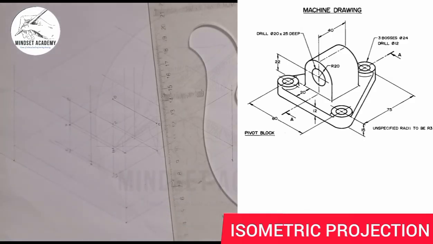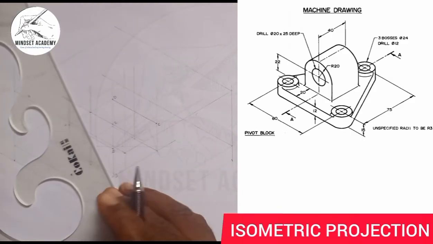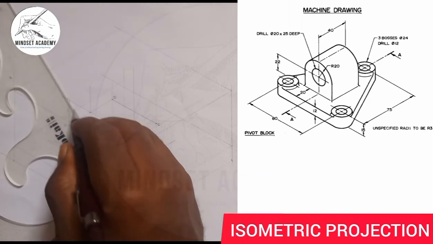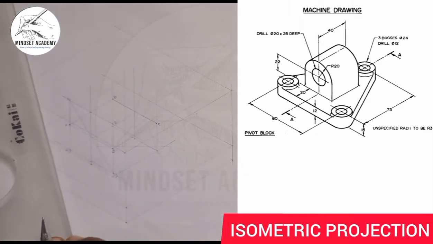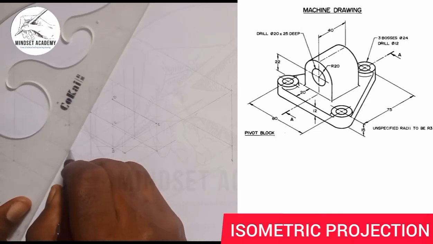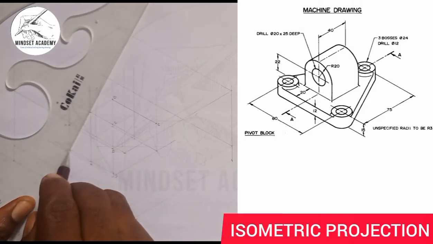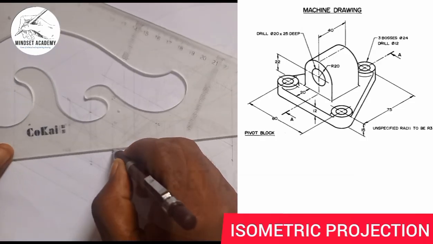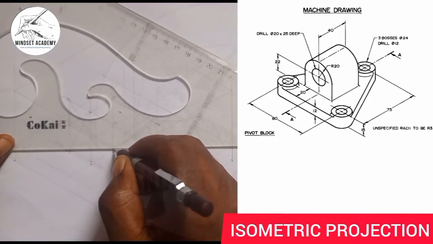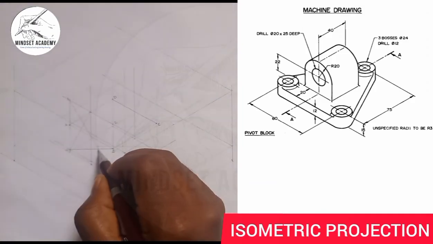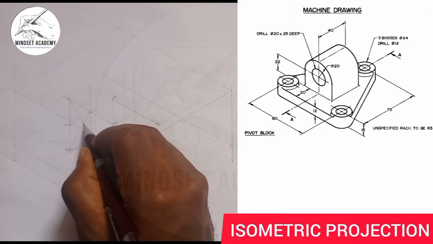So I'll join the longest diagonal from this point 3 to 1, passing through the center, then connect from this point 4 to this point, then from point B to this 4 here, right? This is where they are meeting.